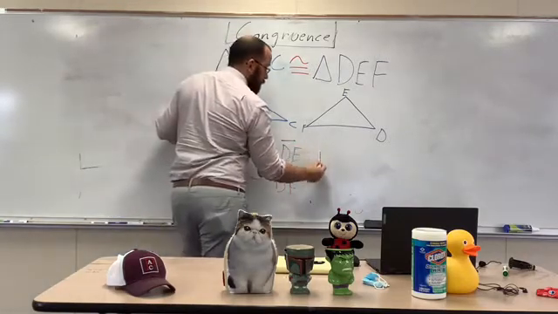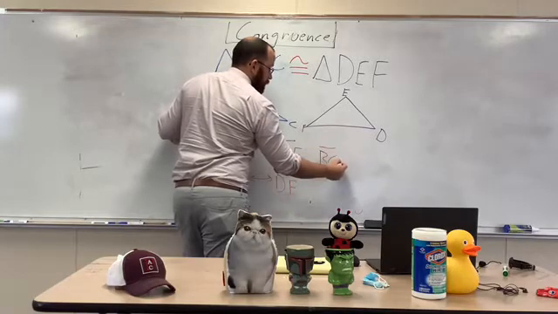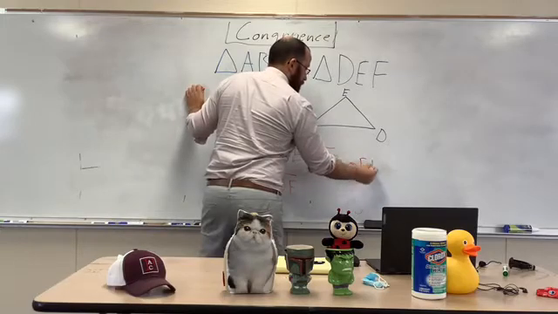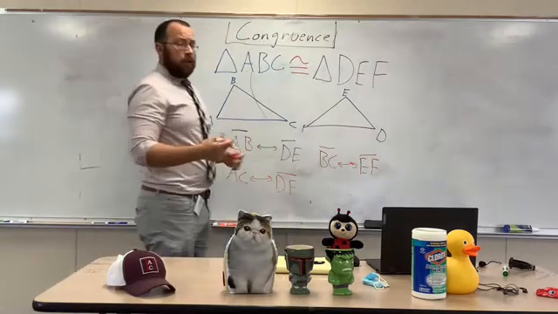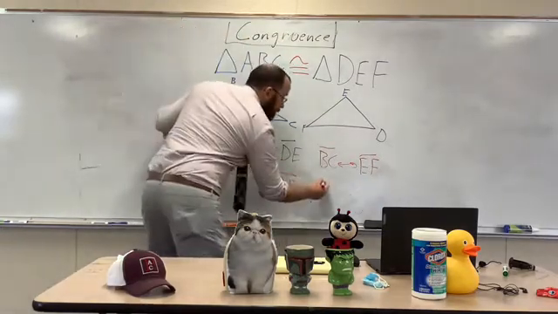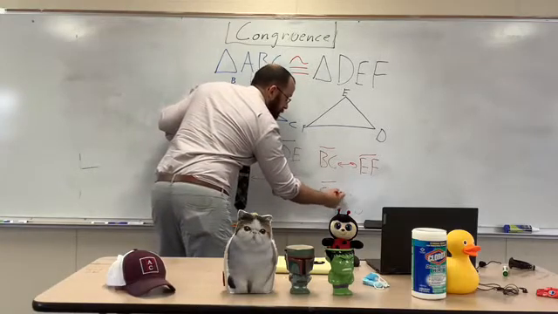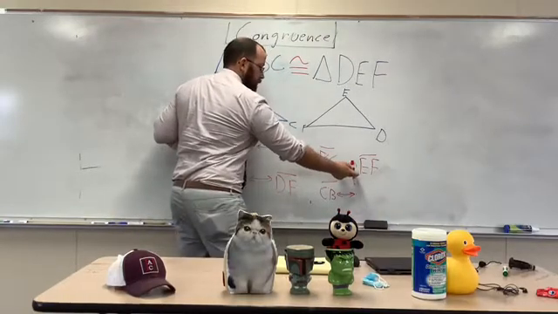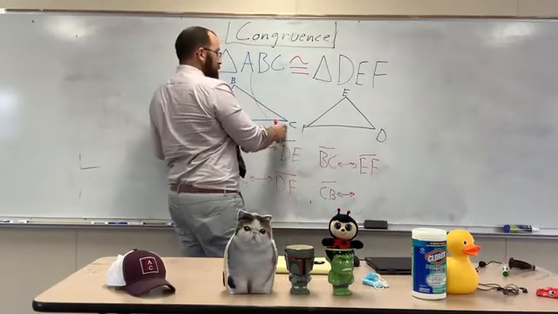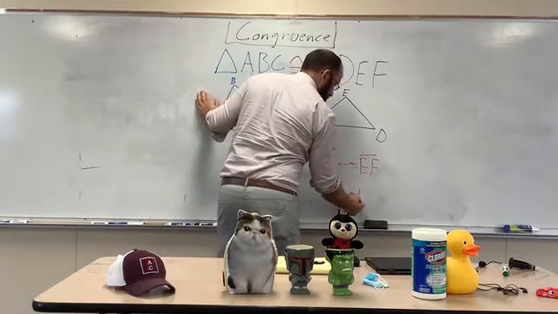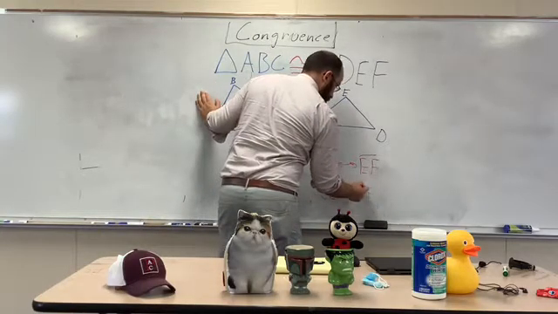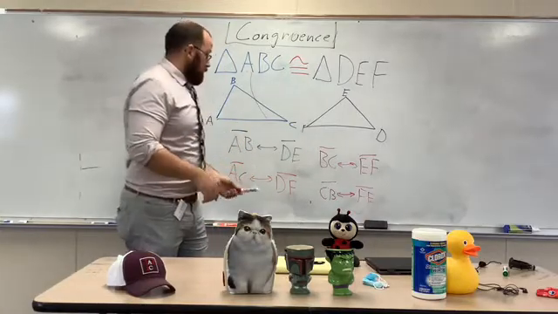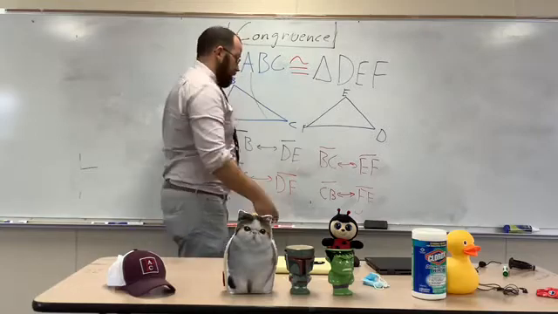Now the last one, BC, corresponds with EF. If I wanted to, I could switch that around and say side CB, but then I have to go FE. It has to be written the same to say that they're corresponding. Now those are corresponding sides.